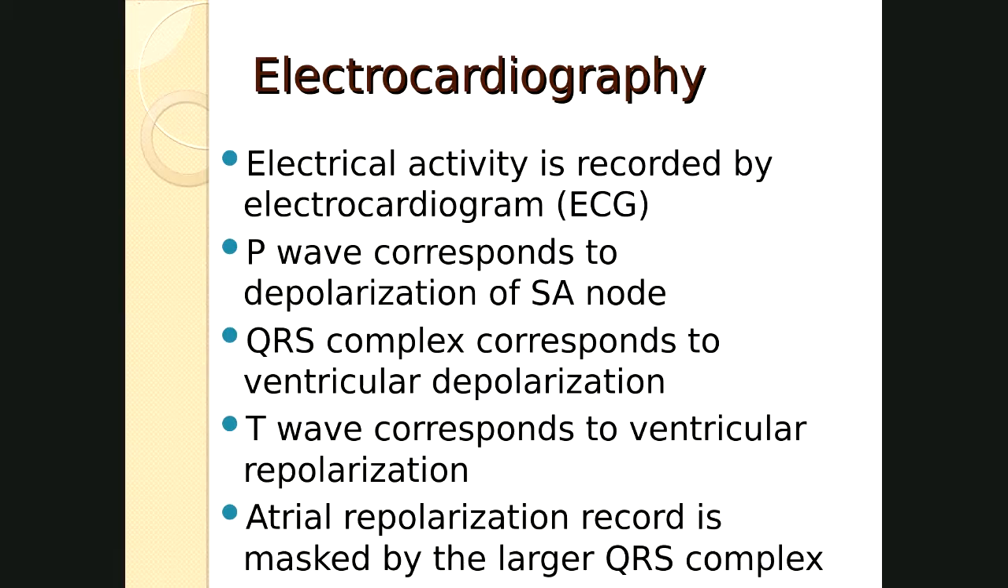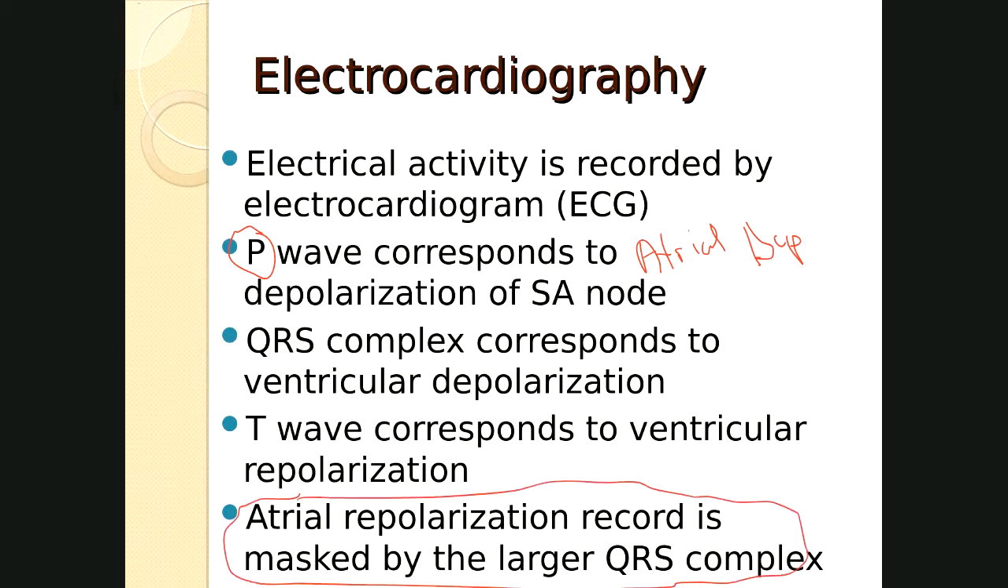So when we look at the P wave, it is atrial depolarization. Repolarization happens with the QRS, but it's masked, it's hidden. And then QRS, ventricular depolarization. And then finally the T wave, ventricular repolarization.